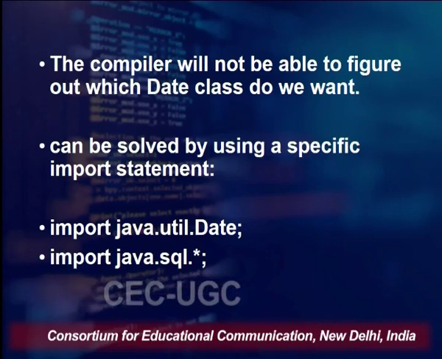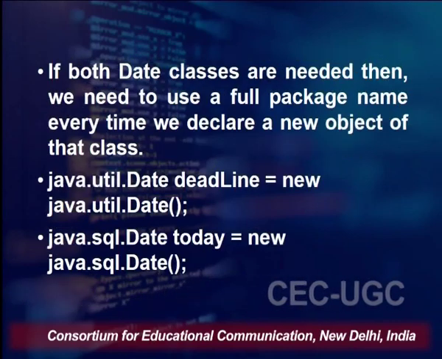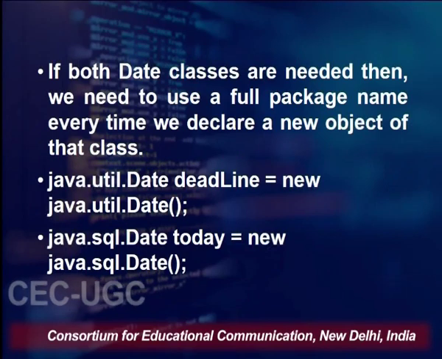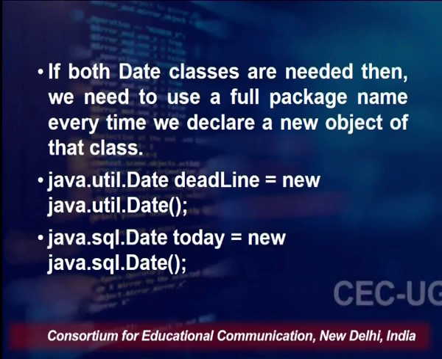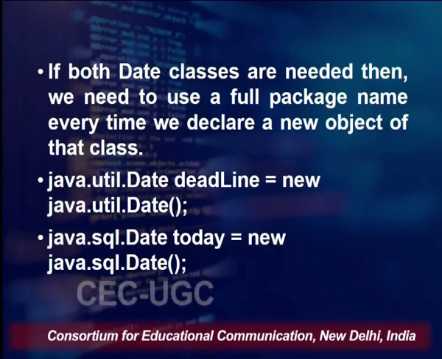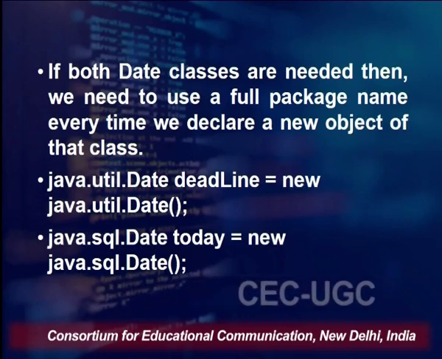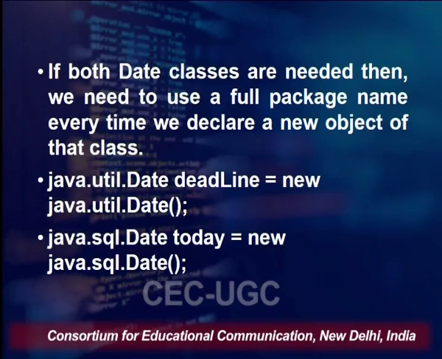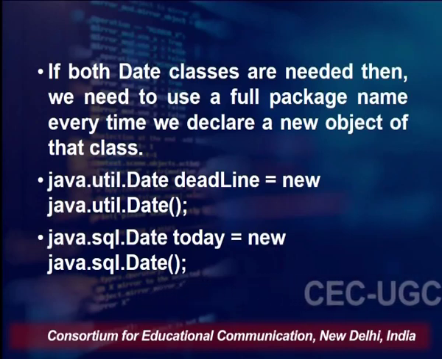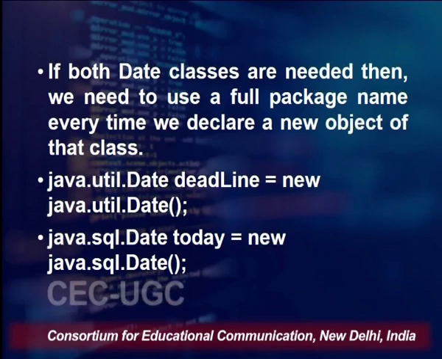What if both the Dates are required? In that situation, if both the Date classes are needed, then we need to use the full package name every time we refer to Date. So, for example, java.util.Date deadline, where deadline is the reference variable, is equal to new java.util.Date(), the way we create objects of the class. Similarly, for SQL, java.sql.Date today is equal to new java.sql.Date().